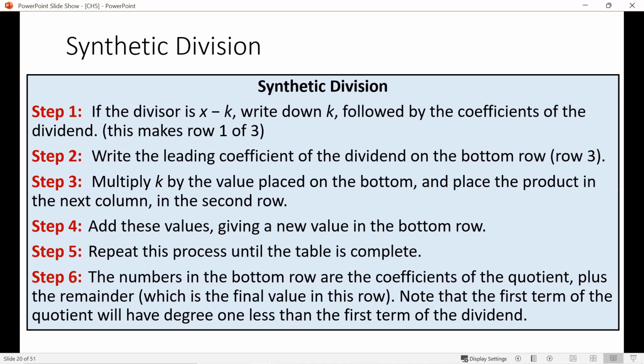And then we are going to take the leading coefficient of the dividend and put it in our row 3. And then we multiply our k. And remember, k is essentially the 0 if we have a factor of x minus k. We're going to multiply our k by that value placed in the bottom row, the leading coefficient essentially, and put the product in the next column. Then we add these values to give us a new value in the bottom row, and we repeat this process. Right. The numbers in the bottom row end up being the coefficients of our quotient plus the remainder.